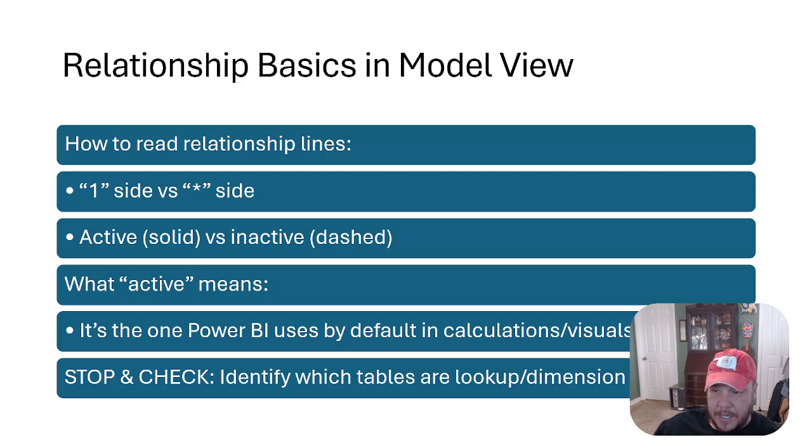So just a quick reality check here. Look at your tables. Lookup tables usually contain unique values like products, customers, and dates. Fact tables usually contain repeated rows like sales, transactions, events, and logs. If Power BI flips those, your model gets shaky very quickly.